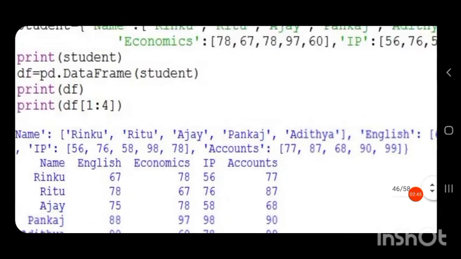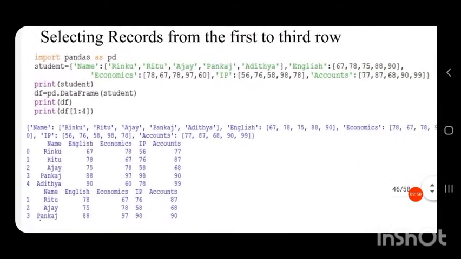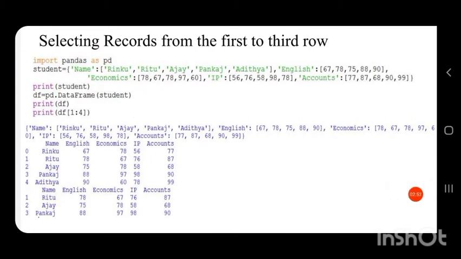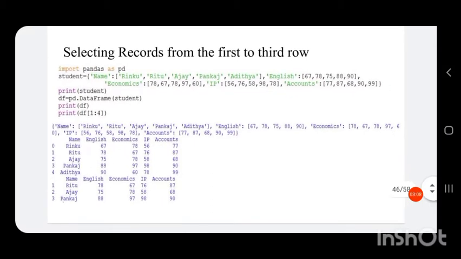You can see it is printed here, just this student dictionary. Then we are creating a data frame. df is equal to pd dot DataFrame. In the DataFrame function, the D and F are capitals. Then in brackets the parameter is the data that has to be converted into a data frame. So here we have the data student that has to be converted into a data frame.